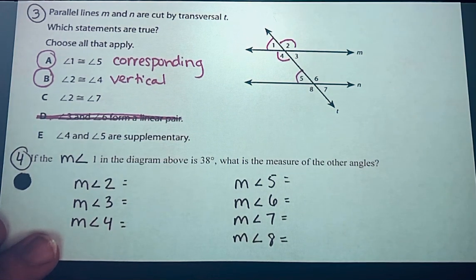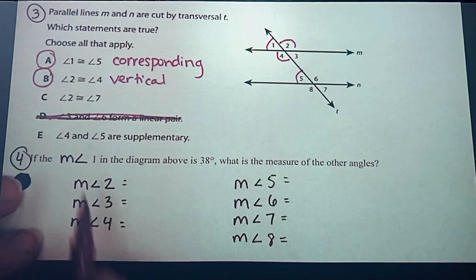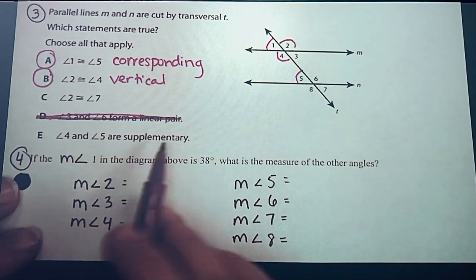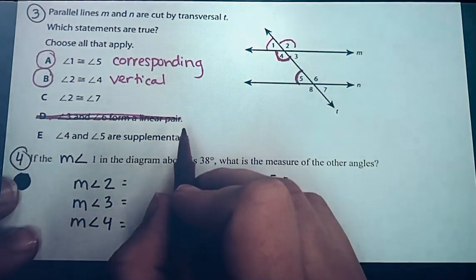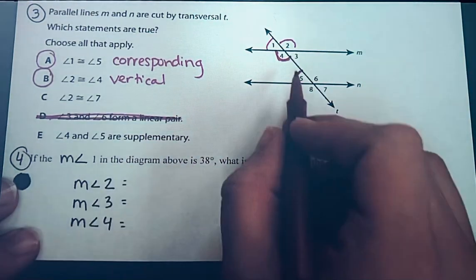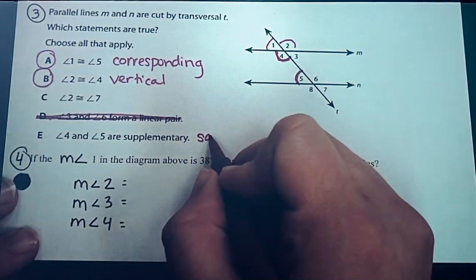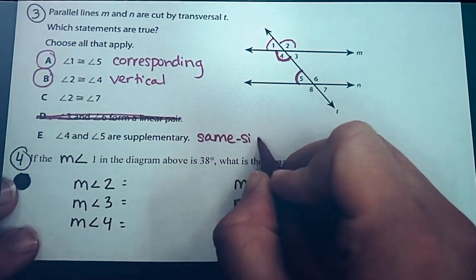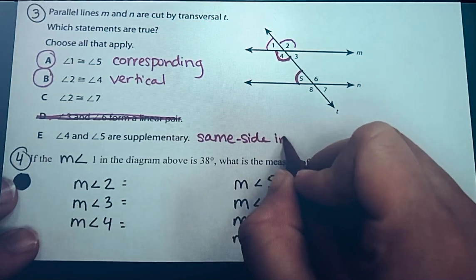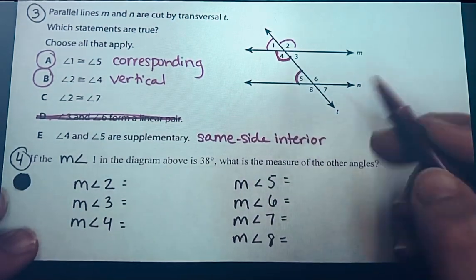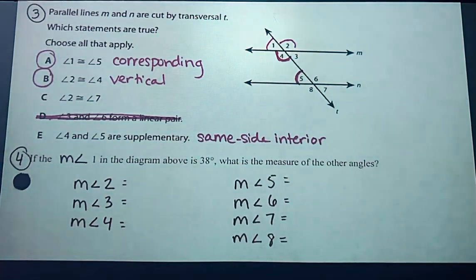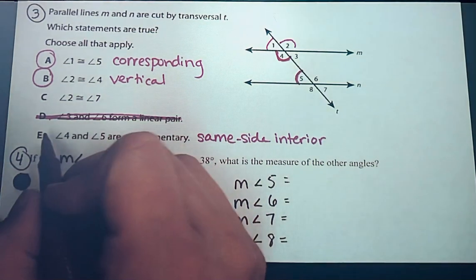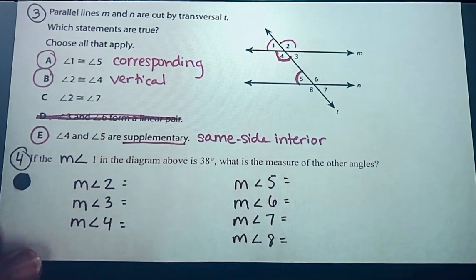They're actually supplementary angles. The last answer choice, angle 4 and 5, are supplementary, so we have 4 and 5 right here. That is a true statement because they are same side interior angles. And because they're same side interior, one of the angles is going to be a small angle and one of the angles is going to be a big angle, meaning they're going to add up to be 180 degrees. And when you add up to be 180 degrees, we consider that supplementary.